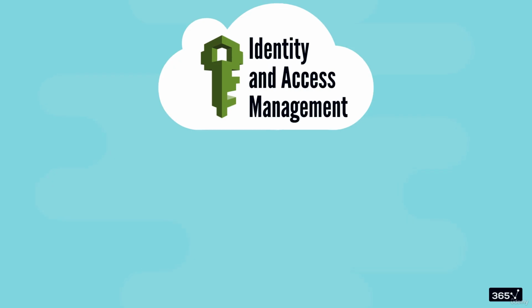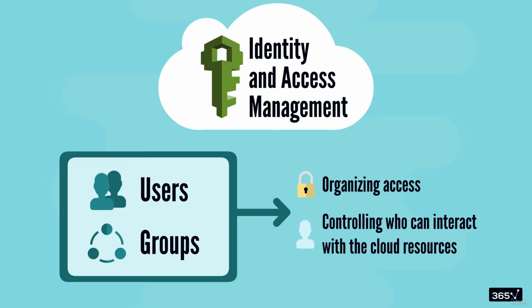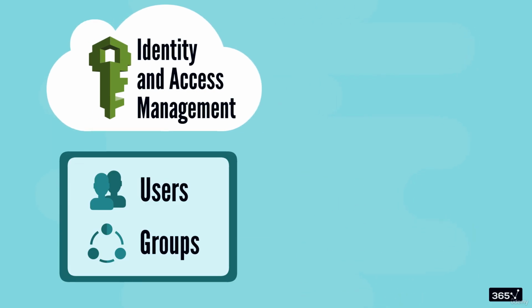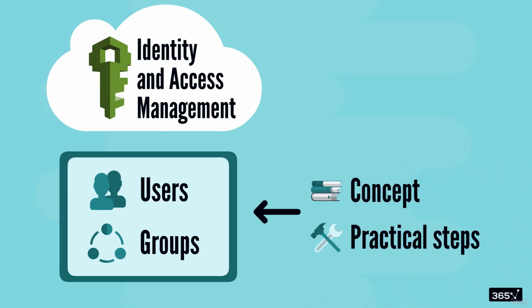AWS Identity and Access Management (IAM) users and groups are essential for organizing access and controlling who can interact with your cloud resources. This lesson will walk you through both the concept and the practical steps for creating IAM users and grouping them for efficient permission management.